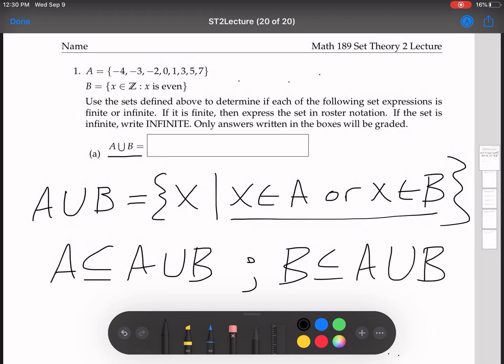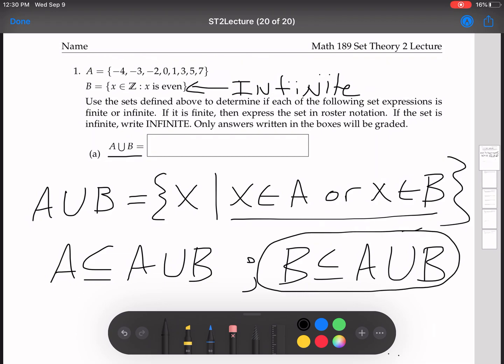All right, and so because B is an infinite set, and B is a subset of A union B, that means that A union B must be infinite, right? Because you can't have an infinite set be a subset of a finite set. It just doesn't make sense. So it has to be infinite.